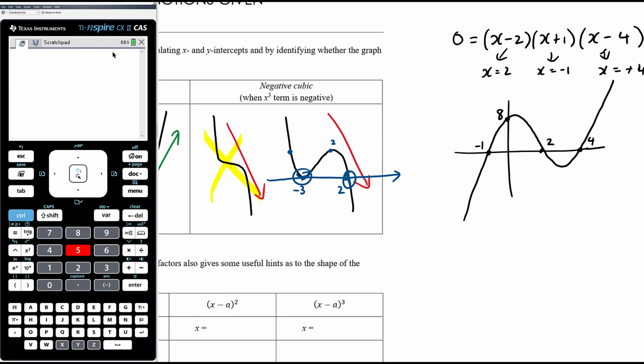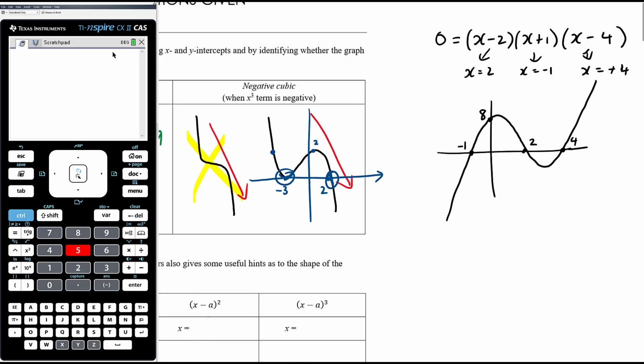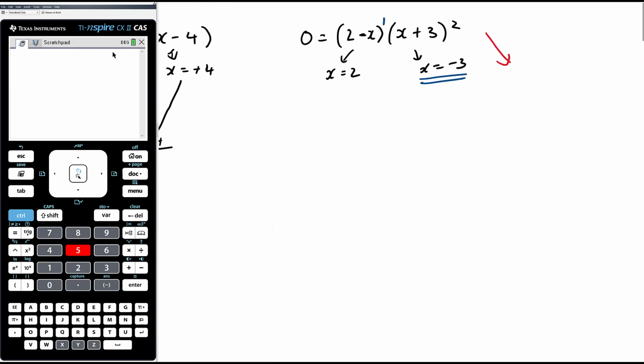Obviously we've got our y-axis and we can work out our y-intercept. Let's let x equal 0, so it'll be 2 times 3 squared, so it'll be 18. So quite a big y-intercept.